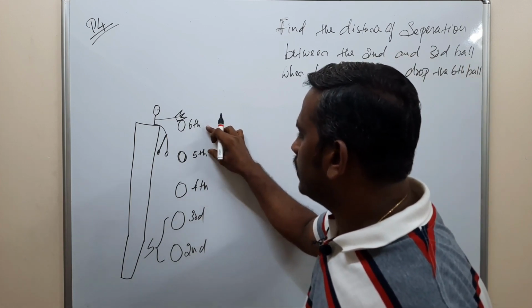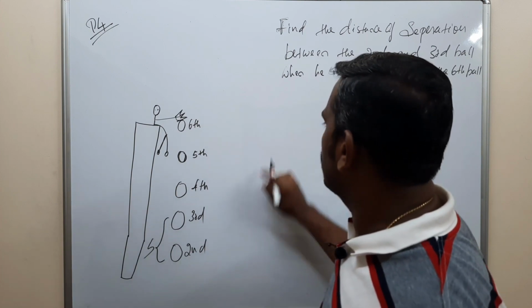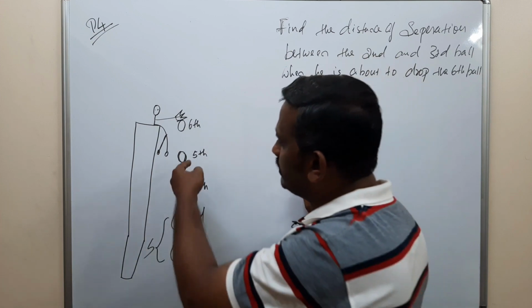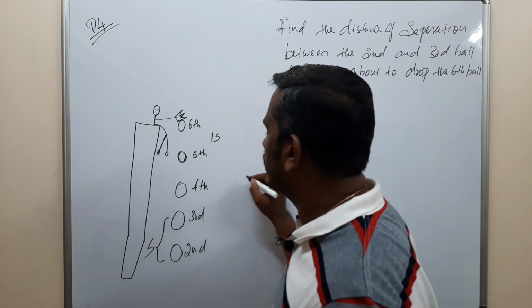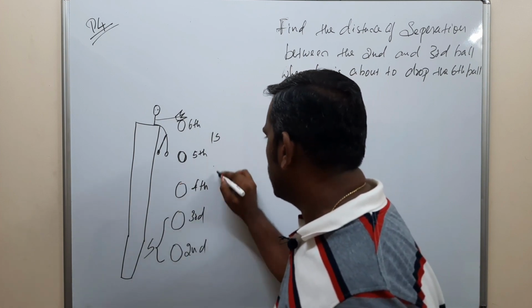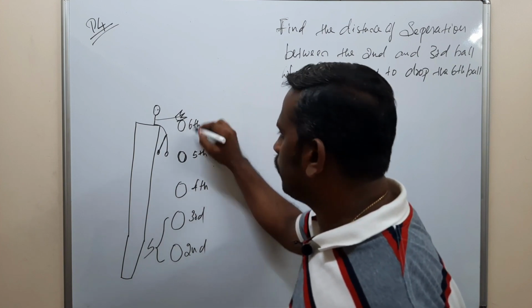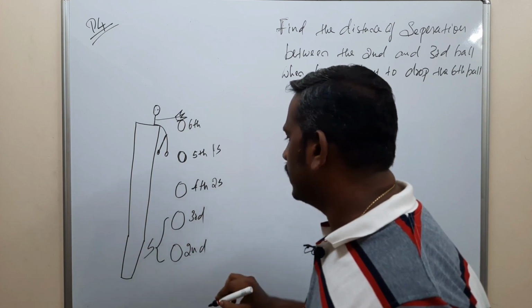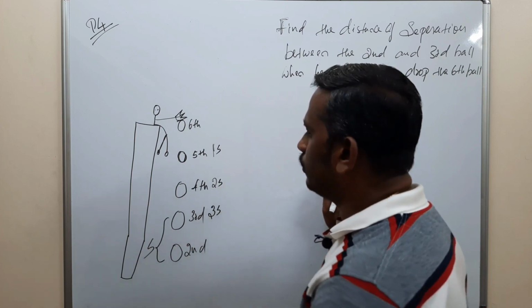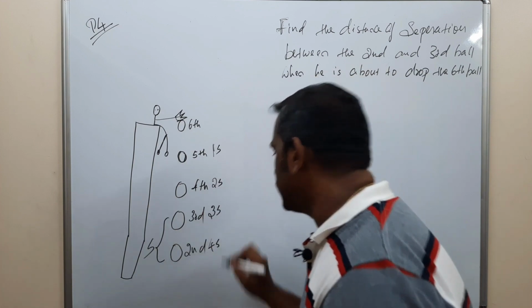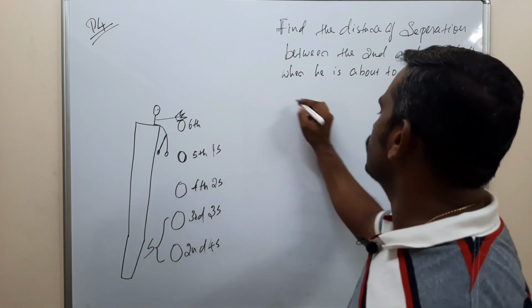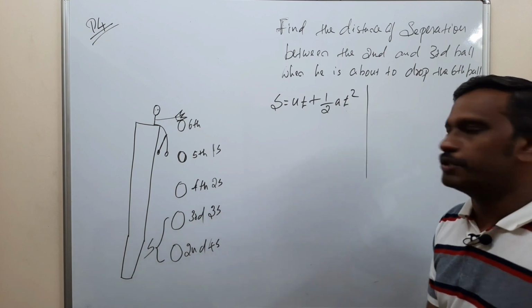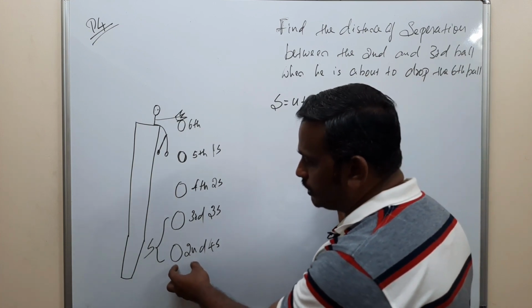When the sixth ball is in his hand, 1 second before he has dropped the fifth ball, 2 seconds before the fourth ball, 3 seconds before the third ball, and 4 seconds before the second ball. I'm using the equation S is equal to ut plus half at square. First I am going to find the position of the second ball.